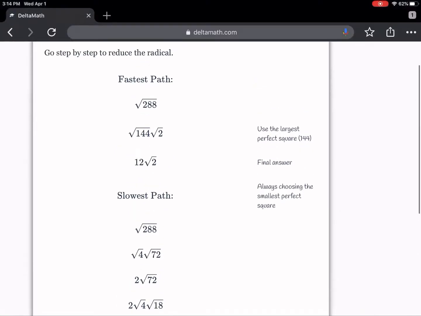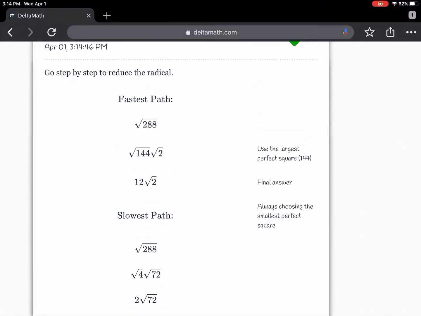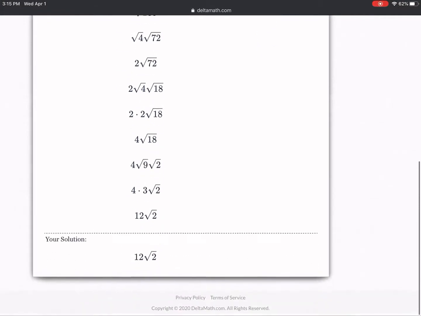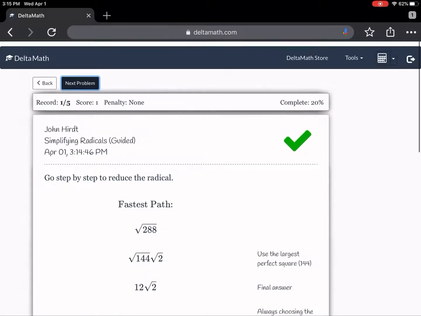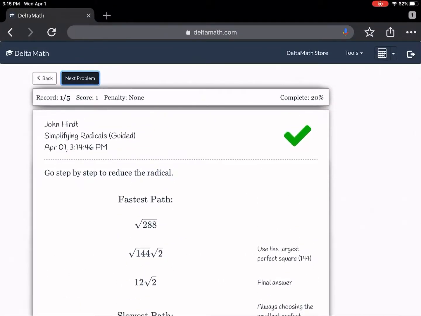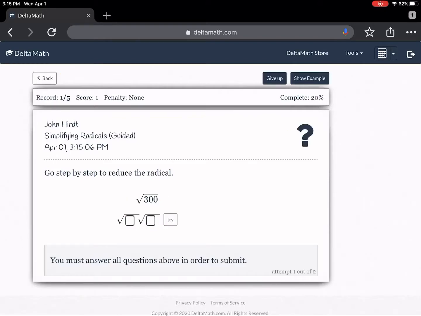Now they're going to show you 2 different ways to solve this, a fast path and a slow path. We're going to work on just simplifying with the fast path right now. The slow path is really I made a mistake and I didn't do it fully. But I go to my next question and I can see that my next question is radical 300, and we're going to do the exact same thing to that radical 300. Again, can't do any of this in our head. We need to use the calculator.